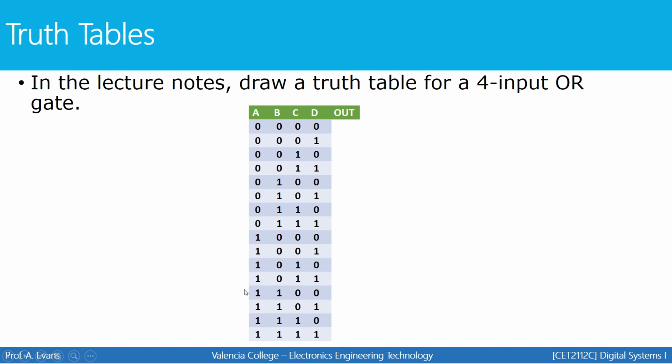And since this is an OR gate, we know the output is going to be high as long as at least one input is high. Therefore, your output is going to look like this.